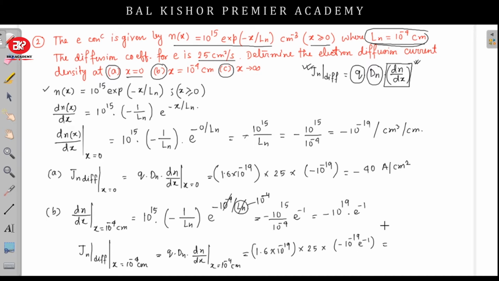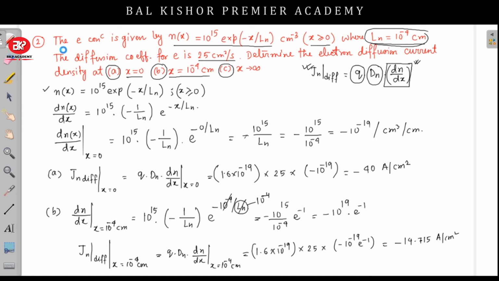If we calculate, you can say we will get 14.715 ampere per centimeter square. So in this way we can find the value of current density at x equals to 10 to the power minus 4 centimeter also. Similarly, we can also calculate the value of current density at x equals to infinite. So let us see what will happen.